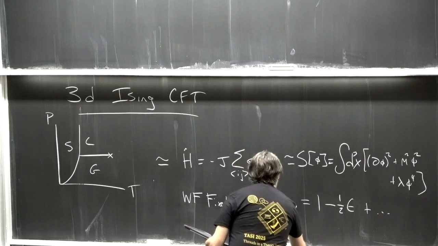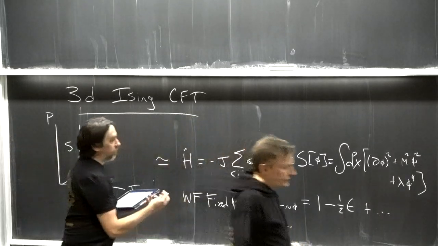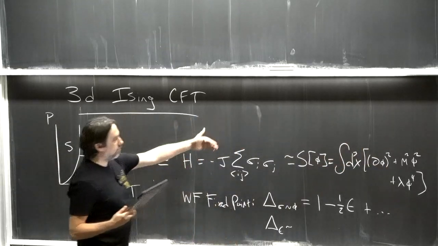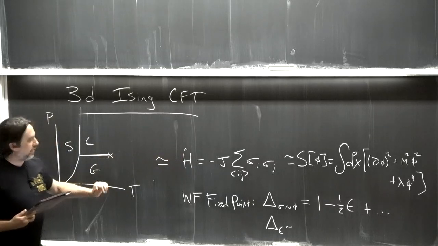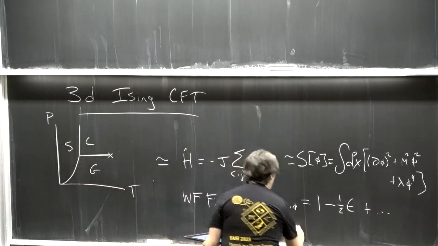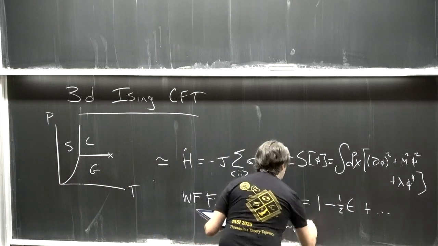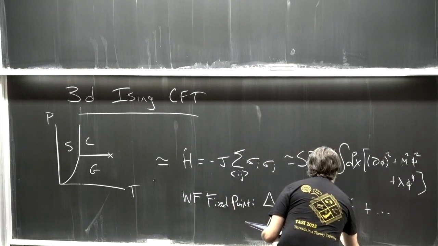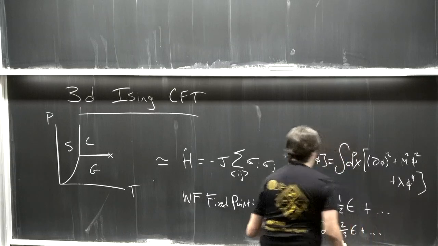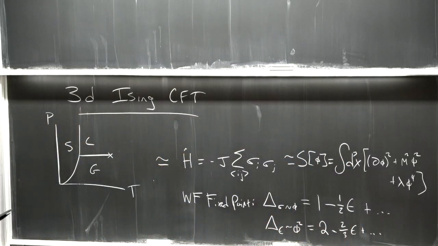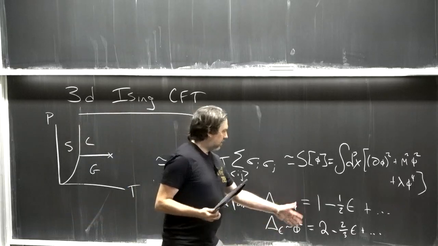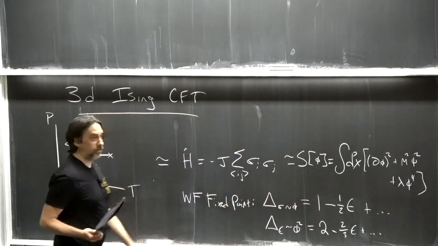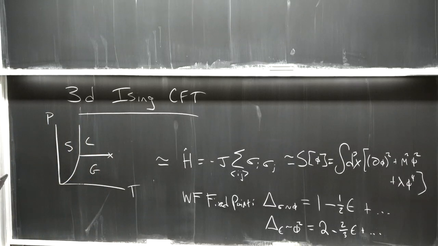Then there's the second operator, epsilon. Notice this theory has a Z2 symmetry under phi goes to minus phi, so the first operator is Z2 odd, the second operator is Z2 even. This is roughly phi squared. And that has scaling dimension 2 minus 2/3 epsilon plus ... And so this tells us that if I extrapolate epsilon to 1, we might expect it to be a bit bigger than 1, somewhere between 1 and 2.